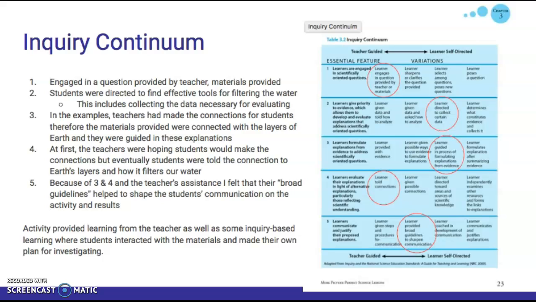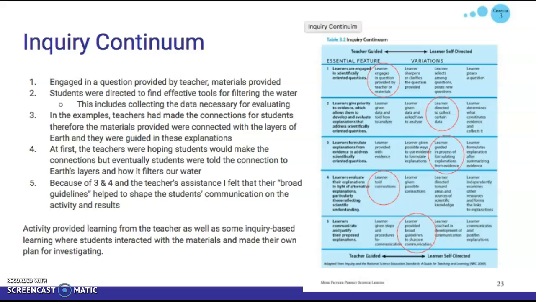The students, however, were directed to find effective tools for filtering the water, and that included the necessary data for evaluating which tools were best for that. So I put that a little more learner self-directed because they were able to kind of decide how they were going to go through that.